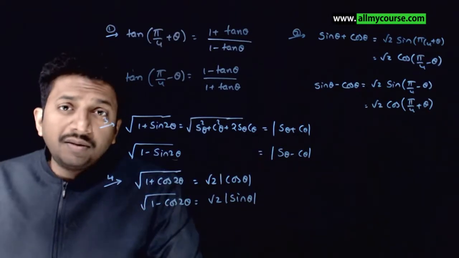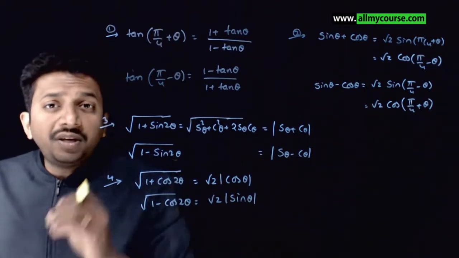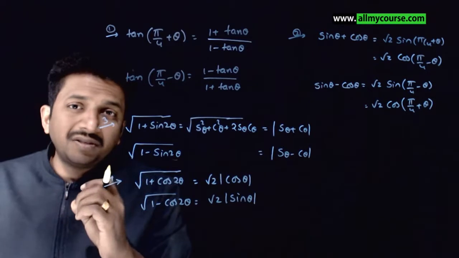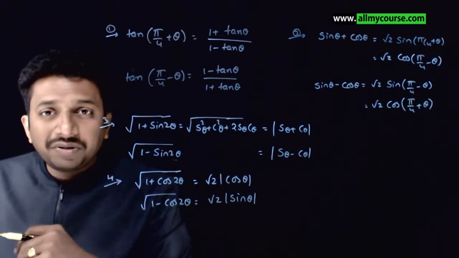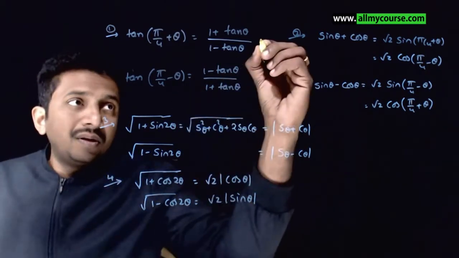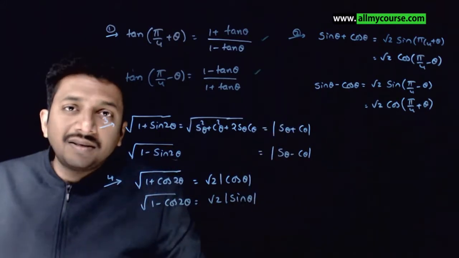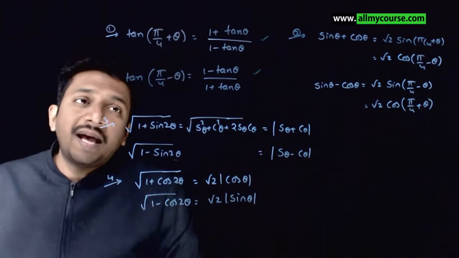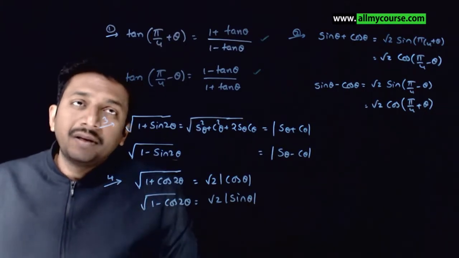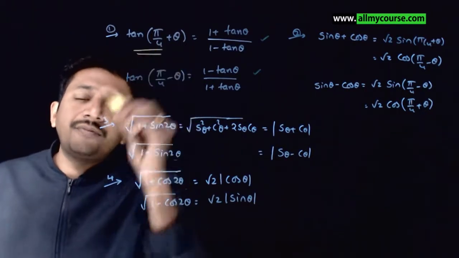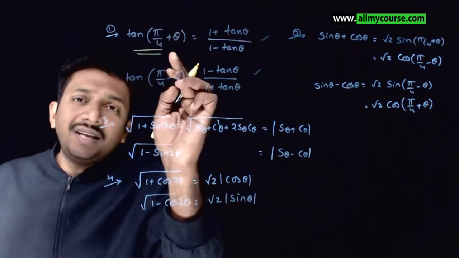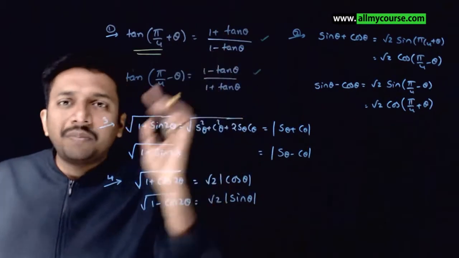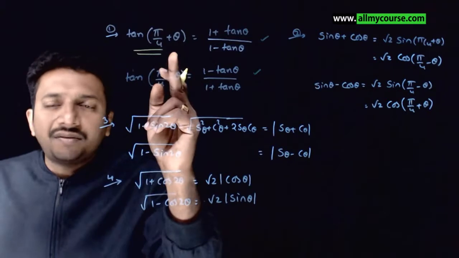So welcome students. In this video, we're going to look at some of the important simplifications that you'll need to do in problems. So the first set is the set containing tan(π/4 + θ) and tan(π/4 − θ). In the questions, whenever you get tan(π/4 + θ), what you can write is (1 + tan θ)/(1 − tan θ).